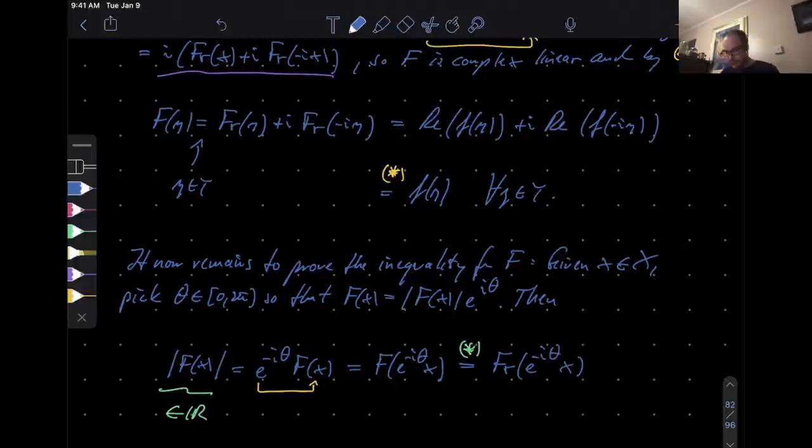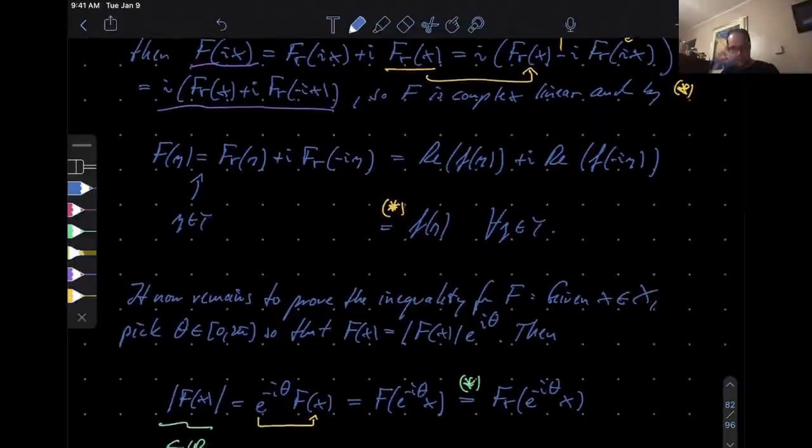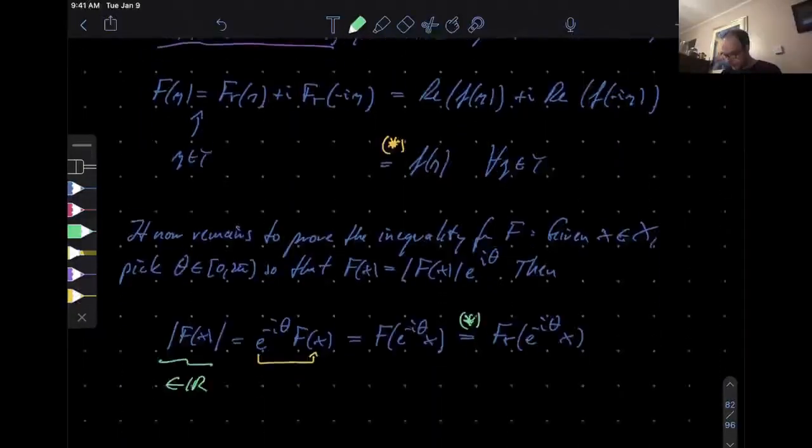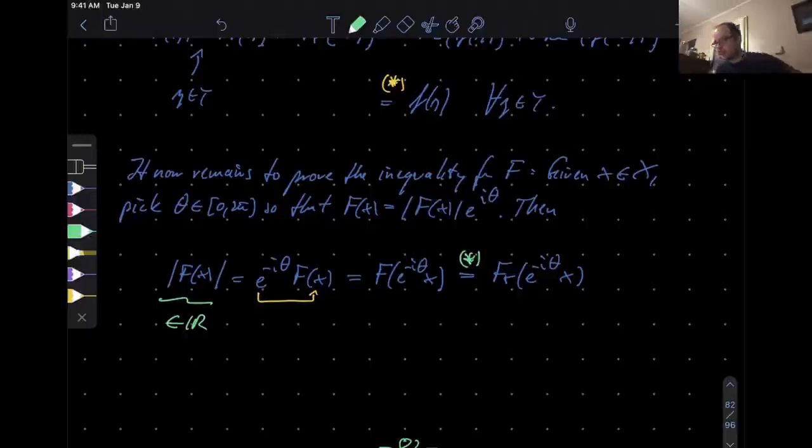Because it's a real number here on the left. That's what's underlined in green. So that imaginary part up here necessarily has to be equal to 0. Okay, so that one would fall out, and then you just have this part here in the front, f_r(x). And then here x is e to the minus i theta x. Okay, you have this, and then you pull the same trick.